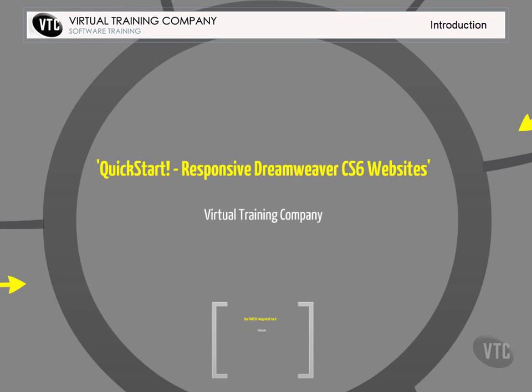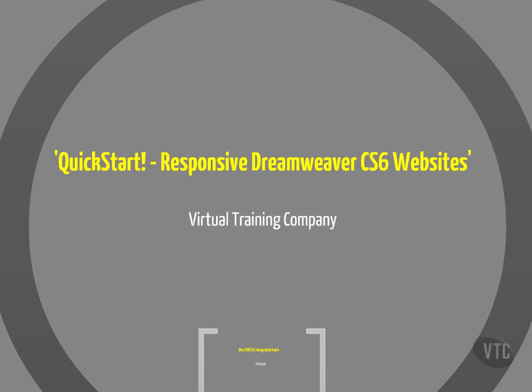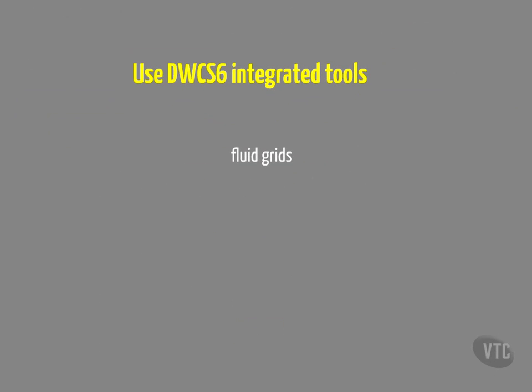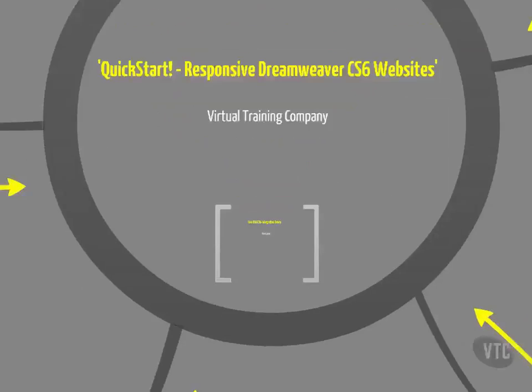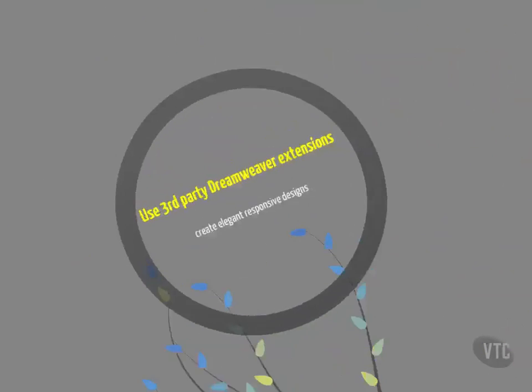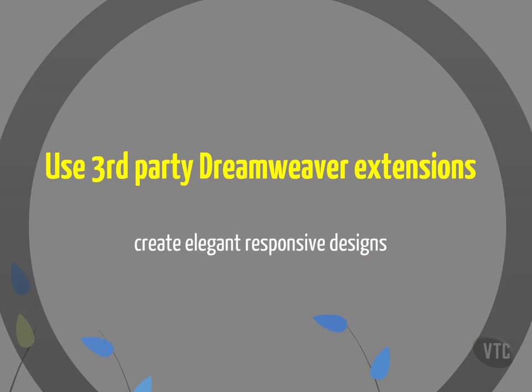Hello and welcome to this VTC Quick Start course on creating responsive websites using Dreamweaver CS6. During this course, we'll look at how to create a website using the integrated tools that come with Dreamweaver CS6, such as fluid grids. And then later, we'll look at using third-party extensions to create elegant, responsive designs with ease. I'll start by talking initially about responsive websites and what the terms actually mean and why it's become so prevalent in today's web design landscape.